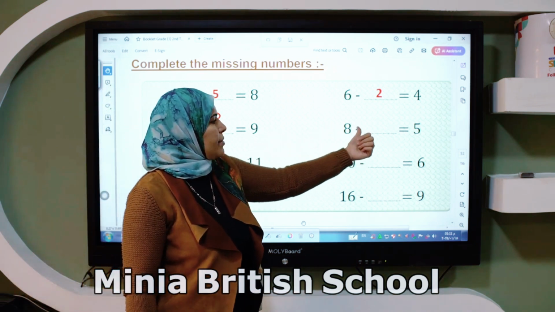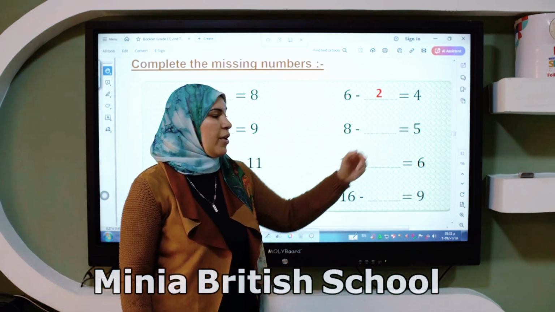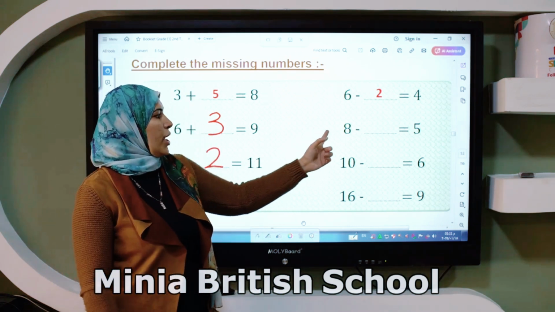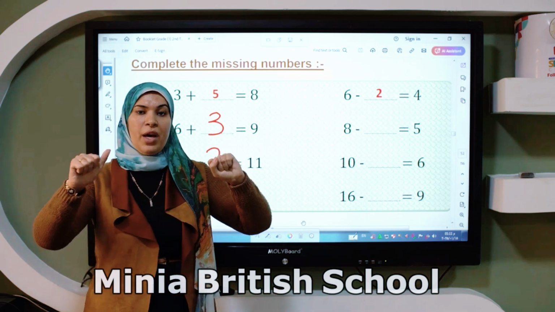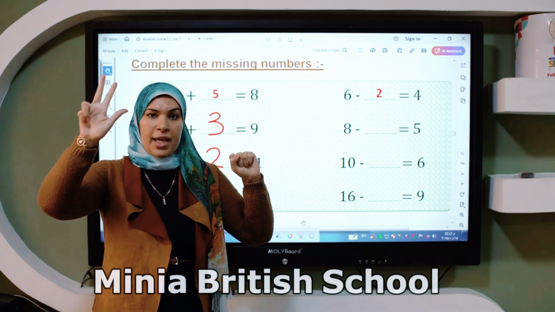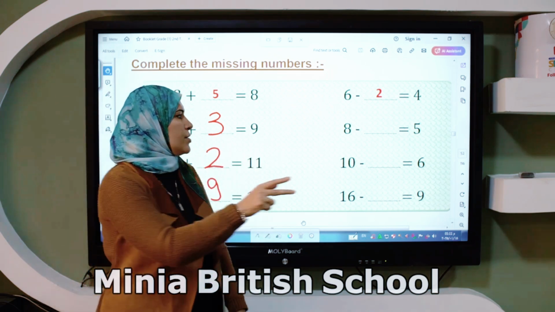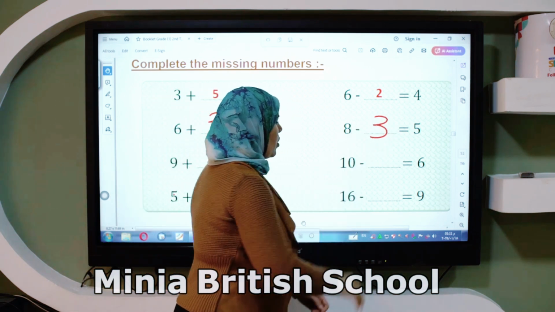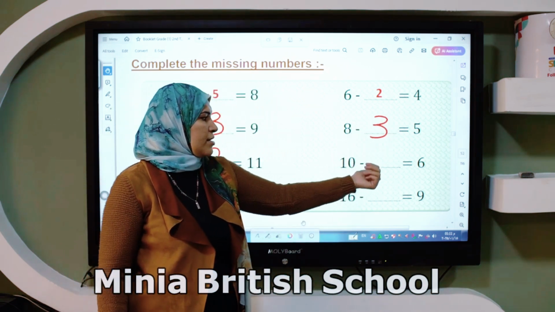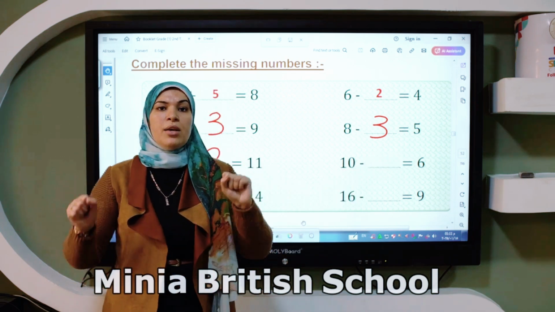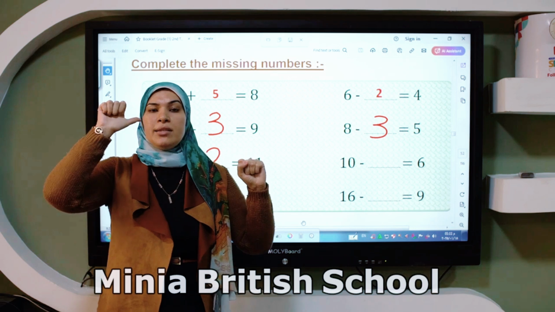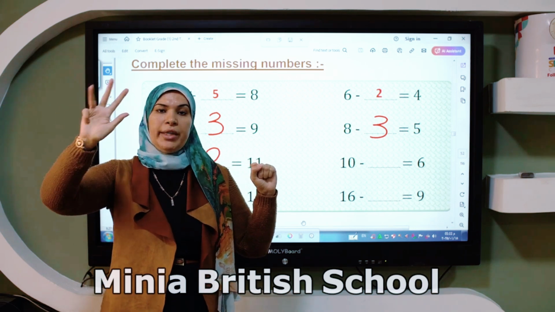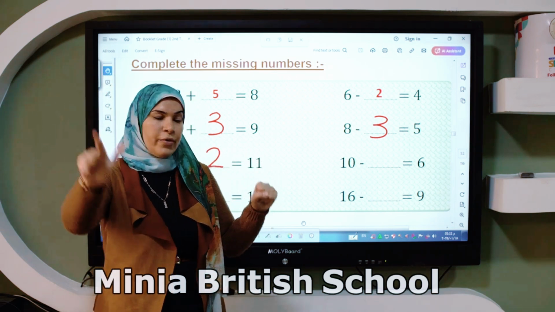8 minus space equals 5. The same steps. I count after 5 to reach number 8. After 5: 6, 7, 8. How many fingers? 3. So the answer is 3. Here 10 minus space equals 6. I count after 6 to reach number 10. After 6: 7, 8, 9, 10. How many fingers? 4.